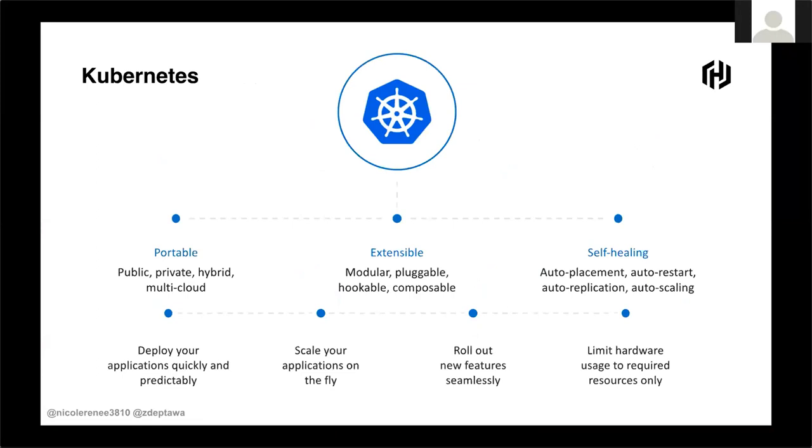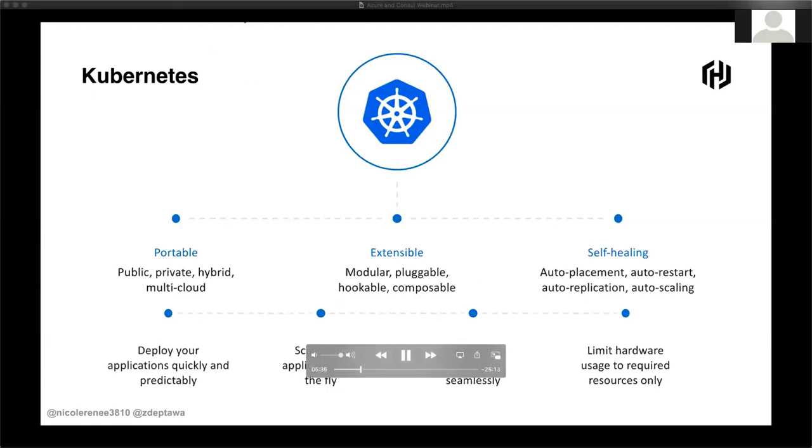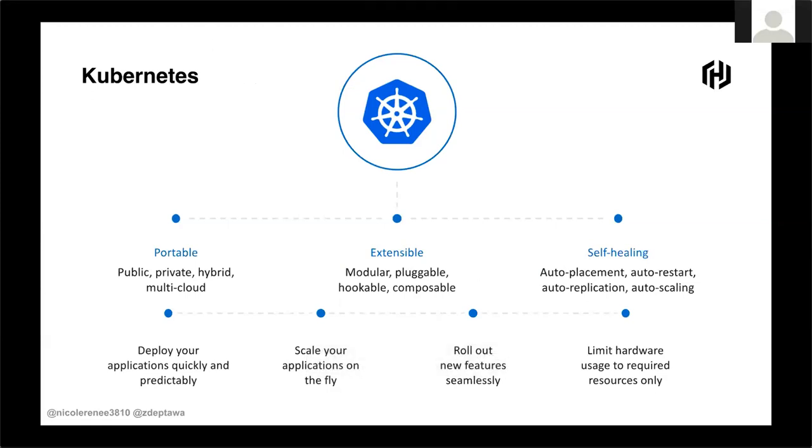Kubernetes is one of the most popular container orchestration technologies that exists today. It's super portable. It can be used on public cloud, private cloud, hybrid environments, even multi-cloud environments. It's very extensible, and it has really cool features like auto-replication, auto-scaling, and that can assist in self-healing. And you can also deploy your applications very quickly, very reliably, and it will also help you limit your hardware usage to only the required resources based on what you've scheduled.